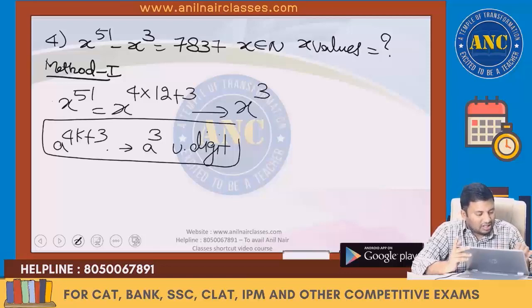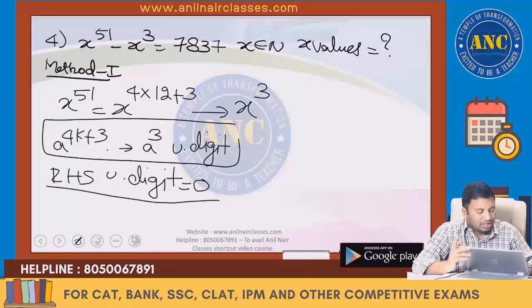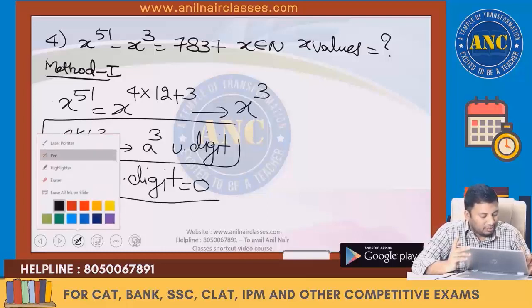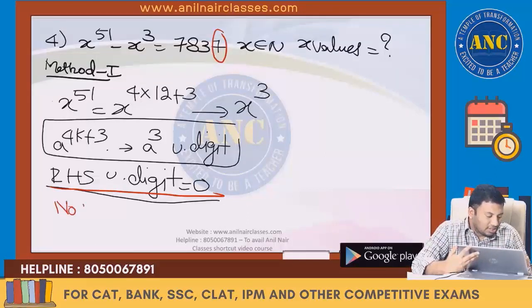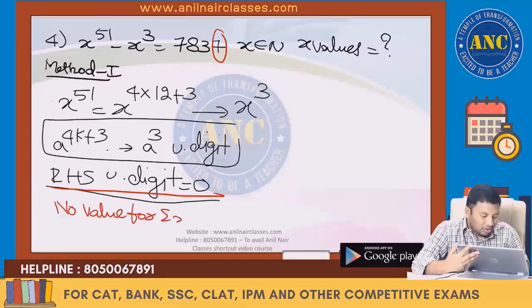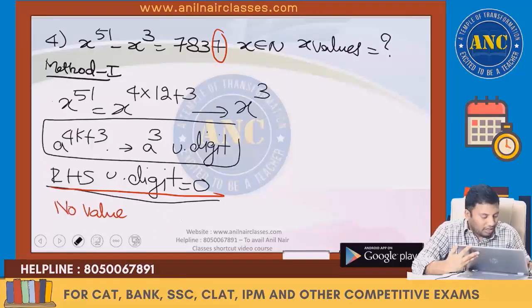If this is x cube and this is minus x cube, the right hand side unit digit will be 0. But what is the right hand side? It will be 7. So the answer is no value for x exists. I hope it is clear. No value x can take.